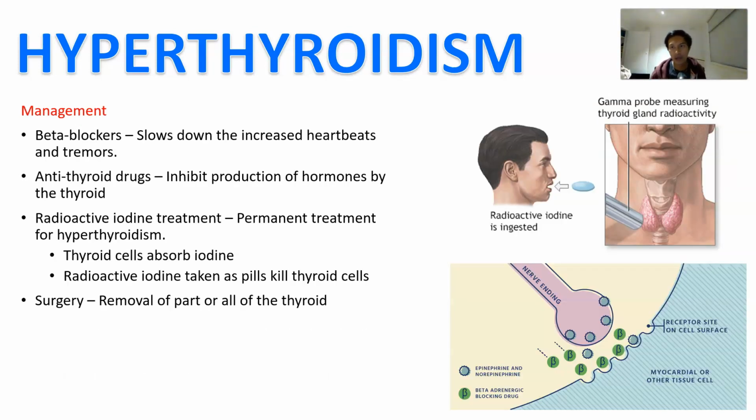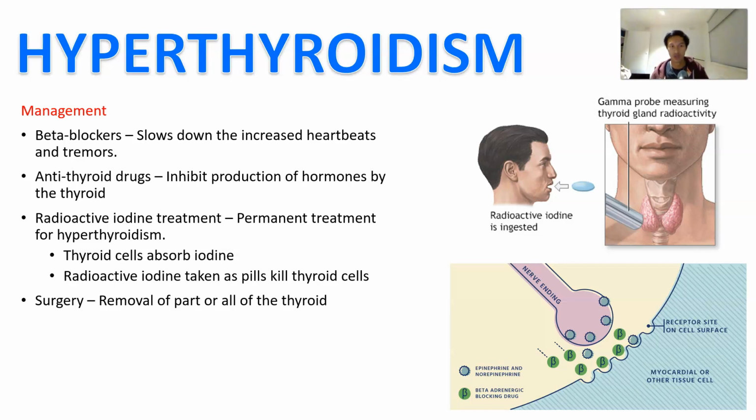How do you manage hyperthyroidism? Well, you can take these things called beta blockers, which are going to slow down your heart rate and your tremors, but they're not really going to solve the main problem, right? To fix the problem, you can take anti-thyroid drugs, which are going to inhibit the hormones produced by the thyroid, and you just kind of keep taking these drugs.